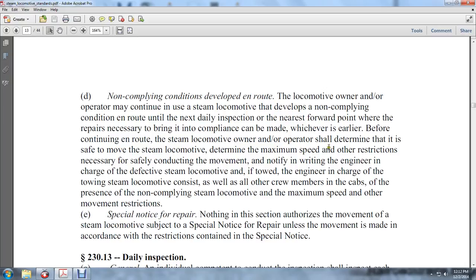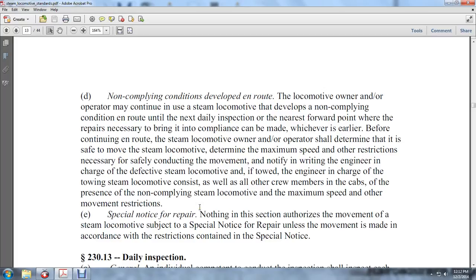The steam locomotive owner or operator shall determine that it is safe to move the steam locomotive, determining the maximum speed and the other restrictions necessary for safely conducting the movement, and notify in writing the engineer in charge of the defective steam locomotive if towed, and the engineer in charge of the towing steam locomotive consist, as well as the crew members in the cabs, of the presence of the non-compliant steam locomotive, the maximum speed, and other movement restrictions.